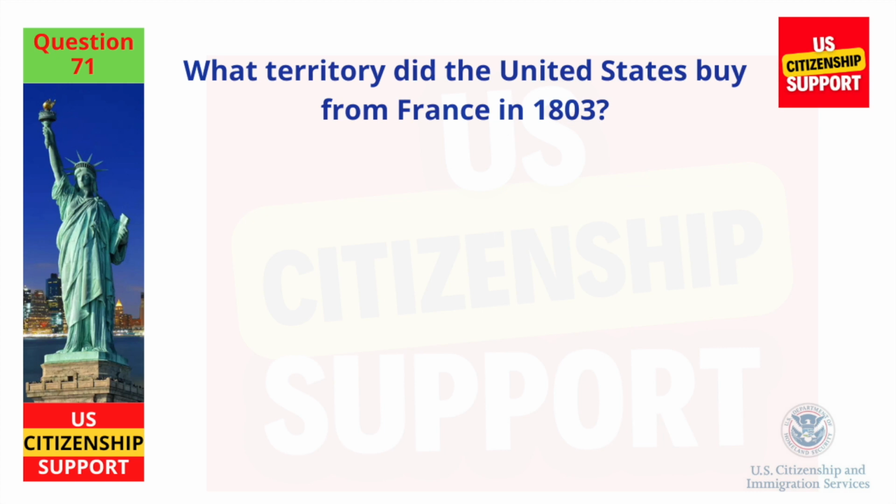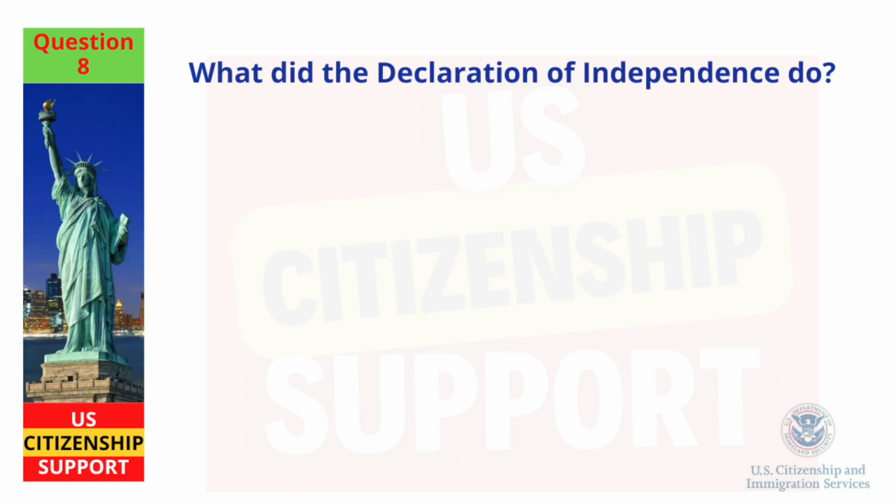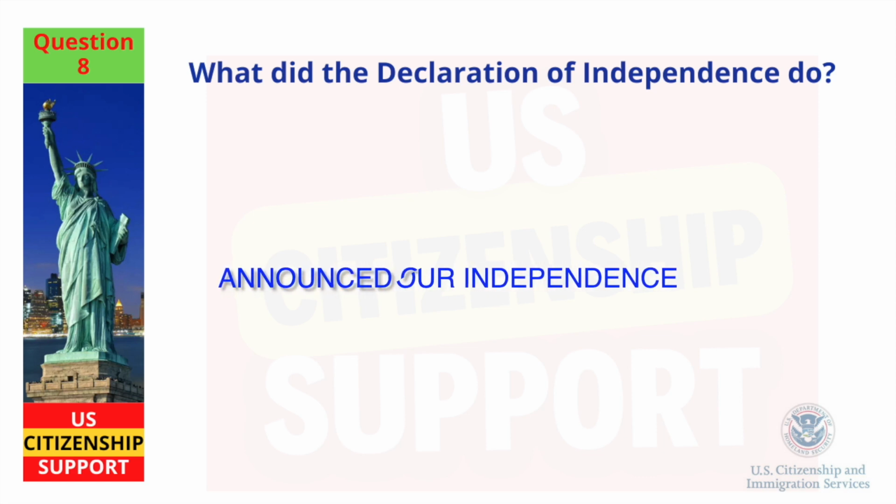What territory did the United States buy from France in 1803? The Louisiana Territory. What did the Declaration of Independence do? Announced our independence.